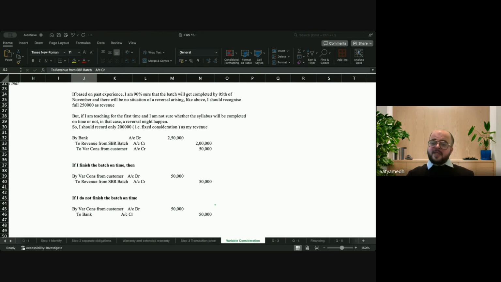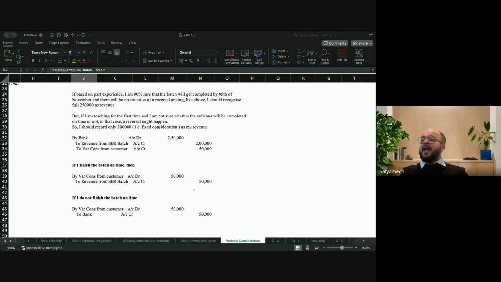So this is the basic idea behind variable consideration and how exactly you should account for variable consideration. Now, if there is a right to return the goods, then that part also will be dealt with in a different way. Let us understand how that part also works.